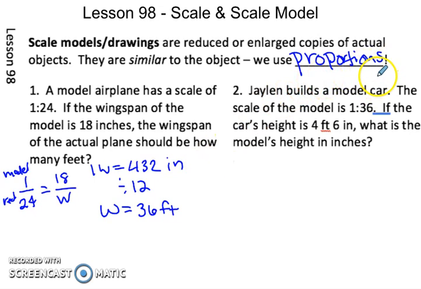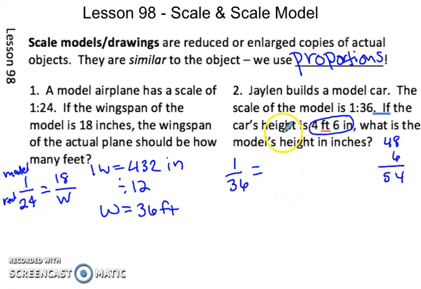This one, Jalen has a model car. So my scale is 1 to 36, so that's the proportion that I'm going to start out with. The car's height is 4 feet 6 inches. Well, I've got some mixed measures here, 4 feet 6 inches. Let's convert that just straight to inches so that we're going to have an easier time multiplying it. So 4 feet, 4 times 12 is 48. So I get 48 plus that extra 6 is going to give me 54 inches. So the 54 is what I'm going to use in the problem.